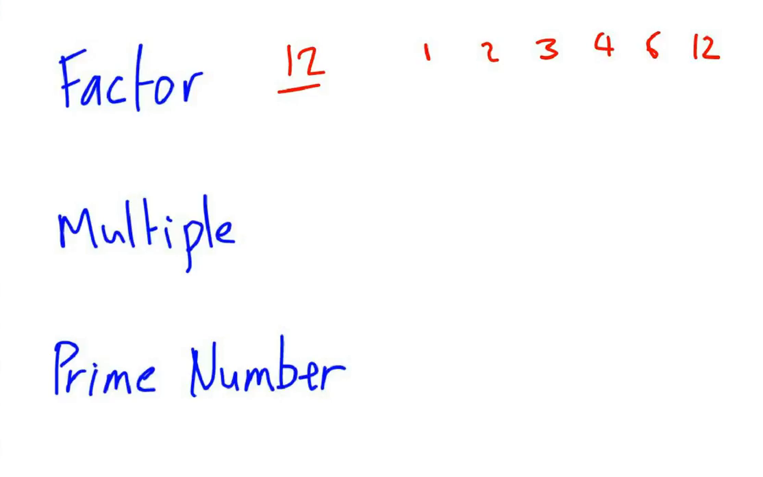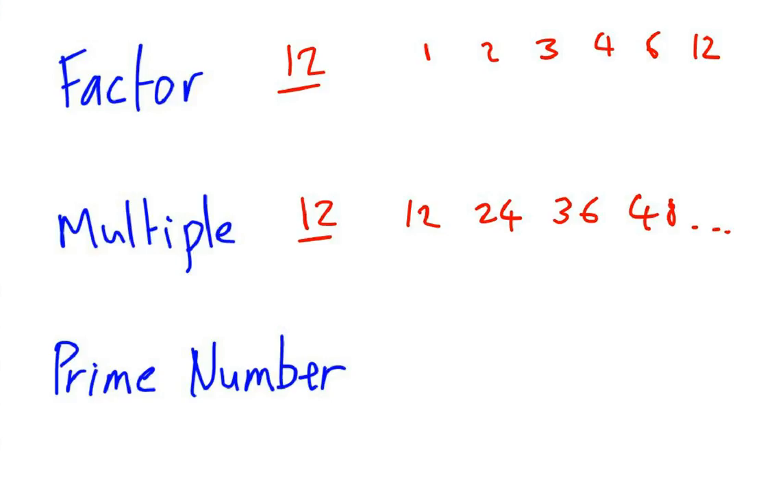A multiple is, let's use the example of 12 again. A multiple of 12 is any number in the 12 times table. So that could be 12, 24, 36, 48, and so on. All those numbers are in the 12 times table. And you'll notice that 12 is both a factor and a multiple of 12 as well.